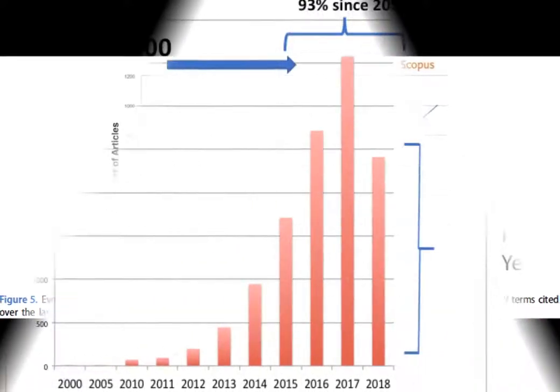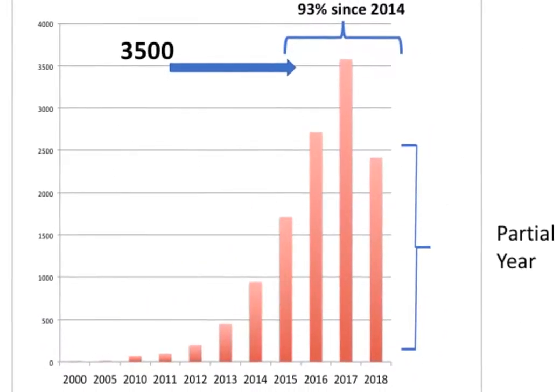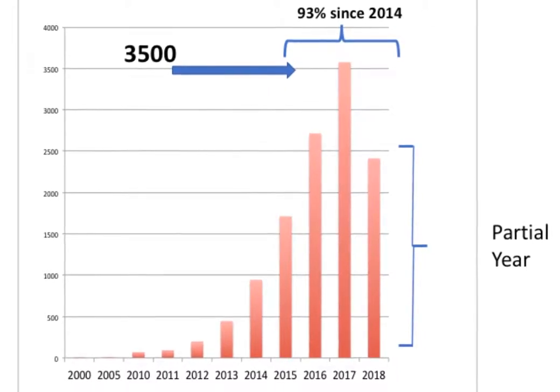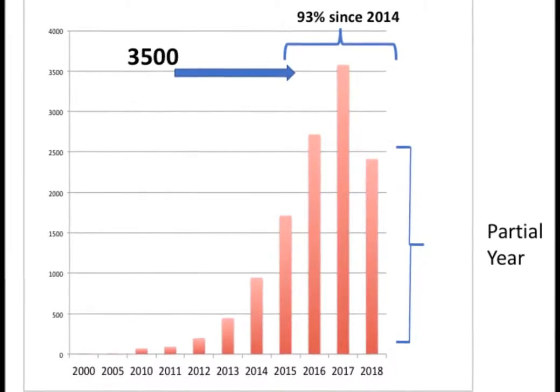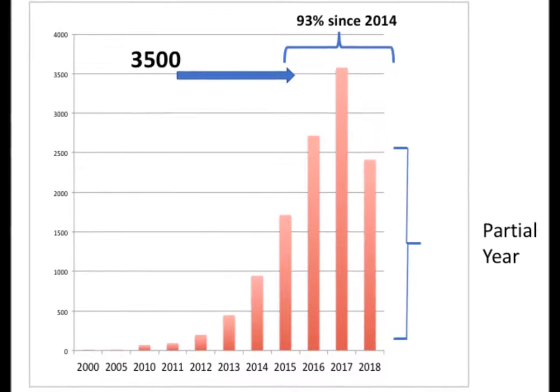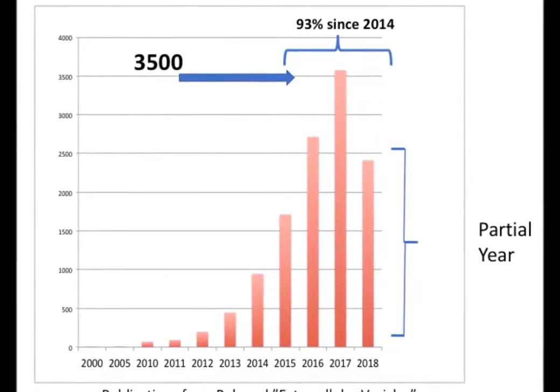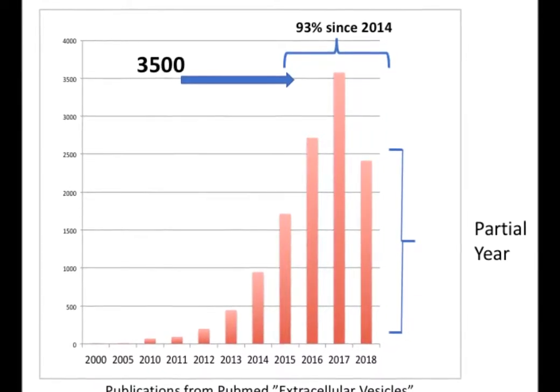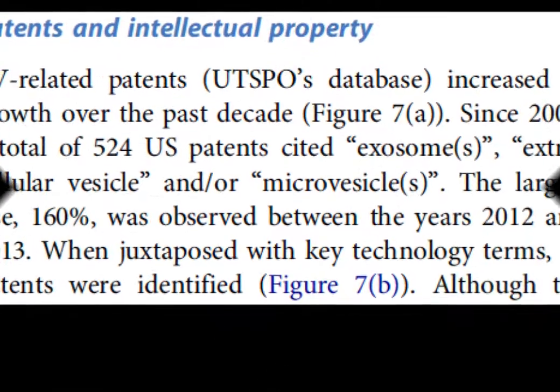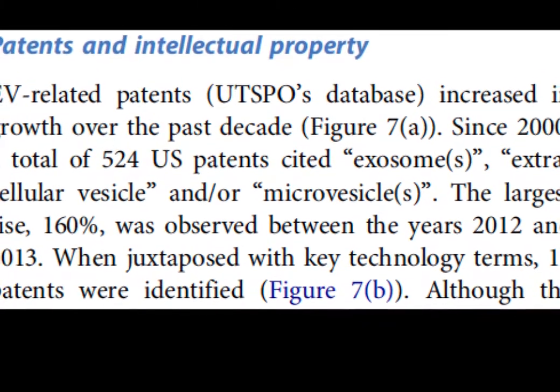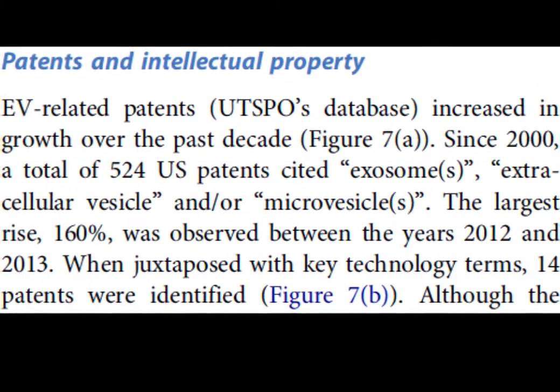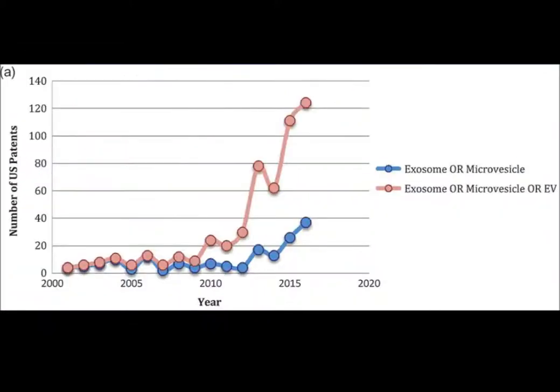In my own survey of the literature, I looked at all papers published in PubMed since 2000 using the keyword extracellular vesicles, and I noted that 93% of all publications have occurred since 2014. The previous authors also searched the USPTO database and found that since 2000, a total of 524 US patents cited exosomes or related names, with a sharp increase since 2012.